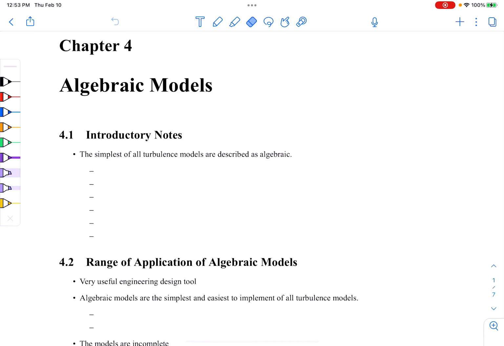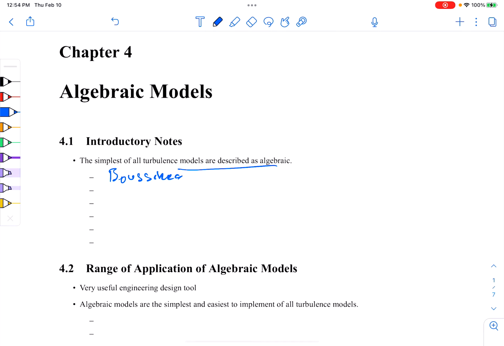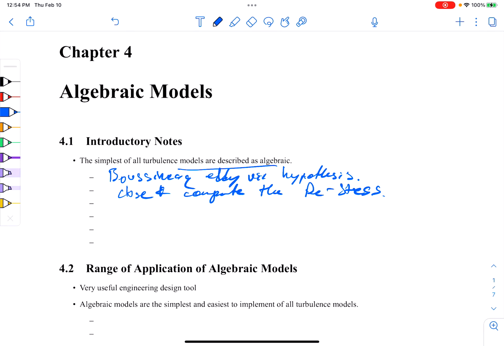So as you know, the simplest of all these types of turbulence models are indeed algebraic, and we need to create equations to close them. And as we saw before, this depends on the Boussinesq eddy viscosity hypothesis. Somehow this needs to be used to close and compute the Reynolds stress. And it might also be that we need some length scales to close the model, and maybe a velocity scale, like partial u, partial y or something. And you saw that earlier in Prandtl's work.